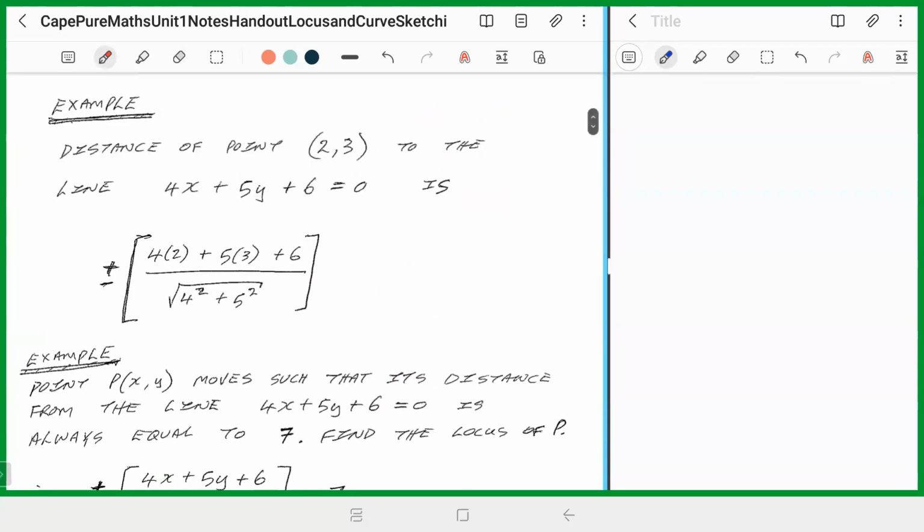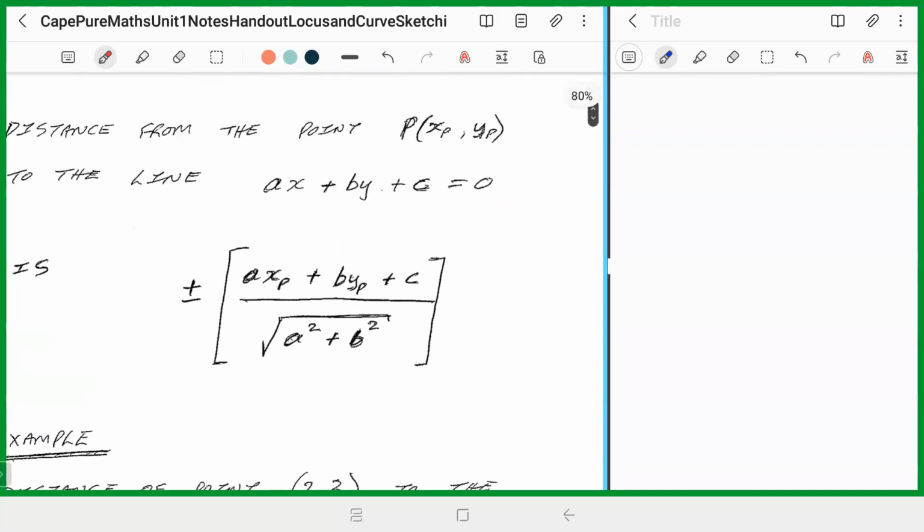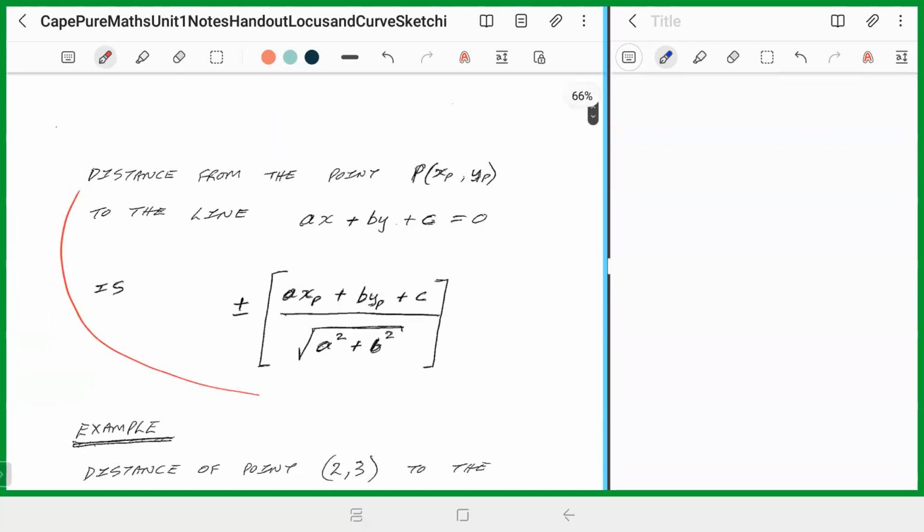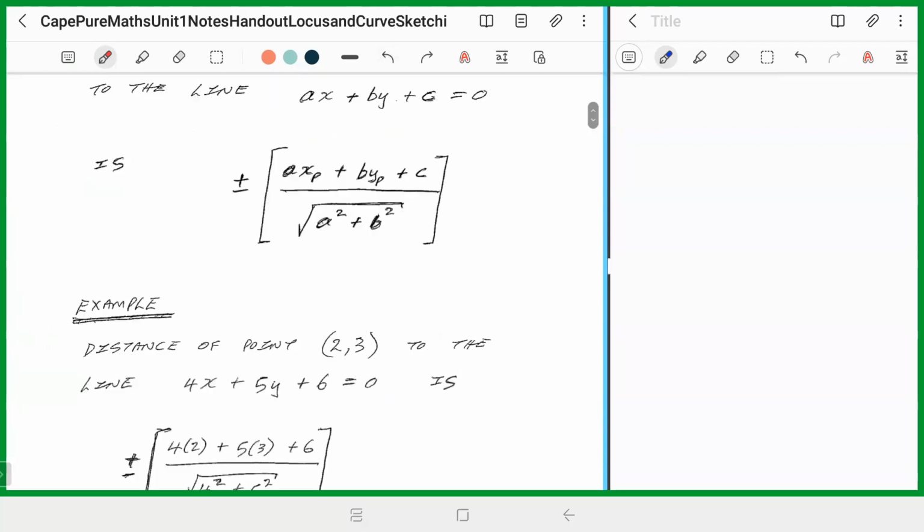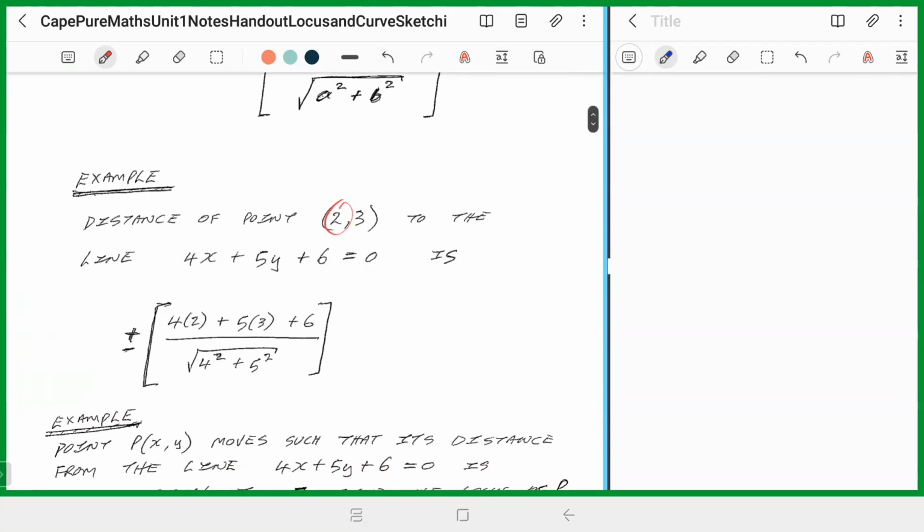So you have to remember this formula, guys. Screenshot it. In fact, you have to remember the whole of this. And it's also good to screenshot this example with the numbers. So you see how the numbers are used in this example.